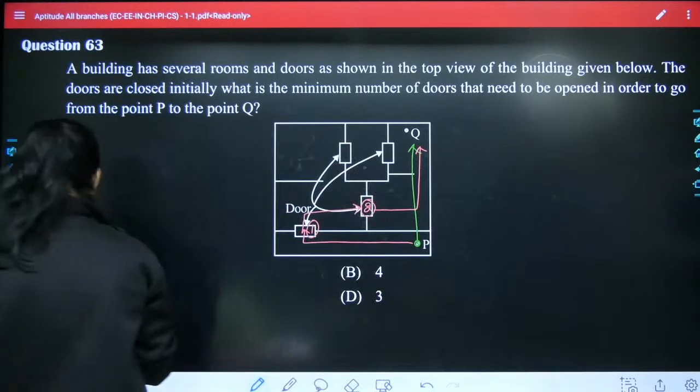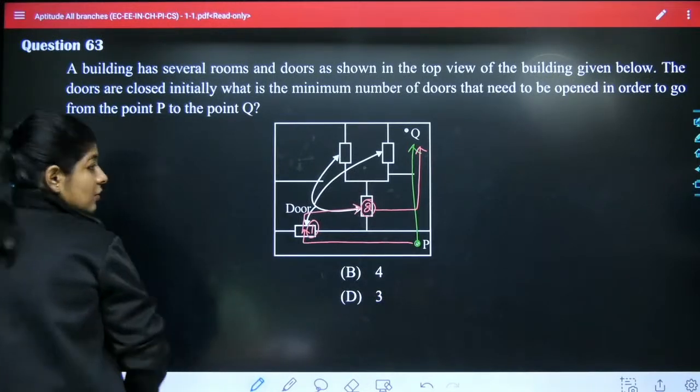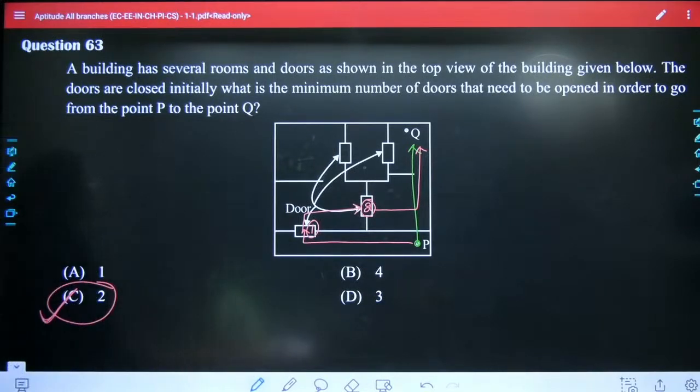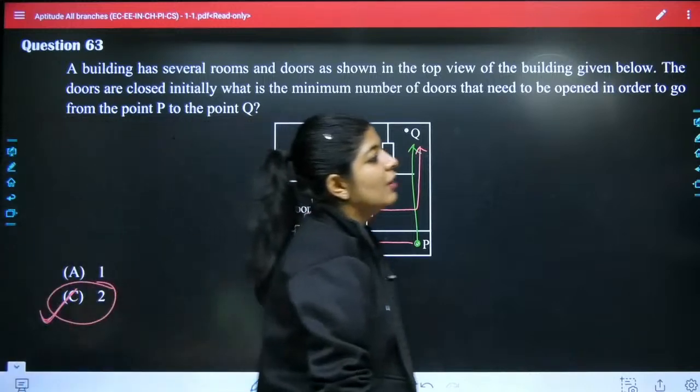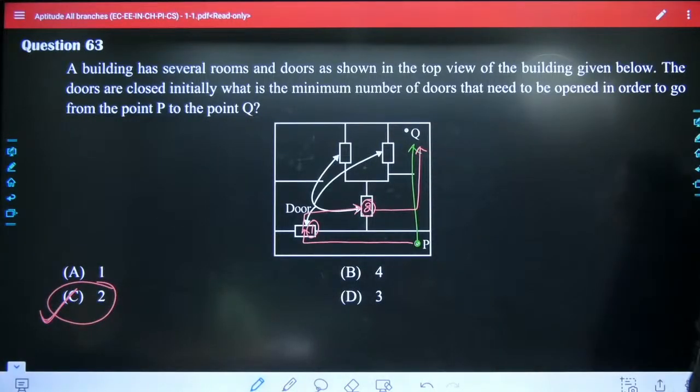So option number C is correct. This is again a very easy question.